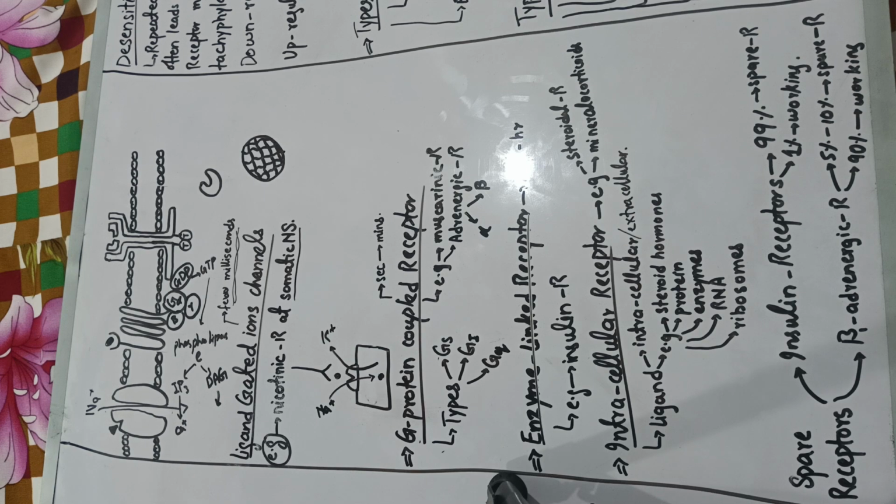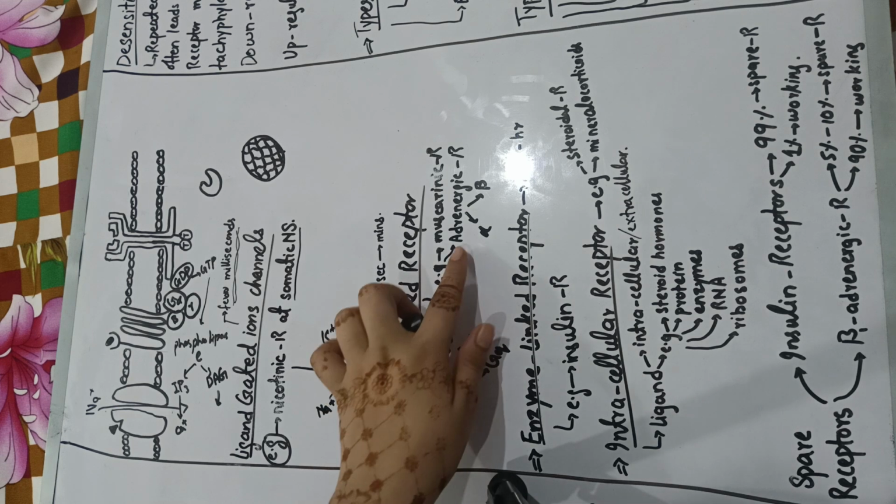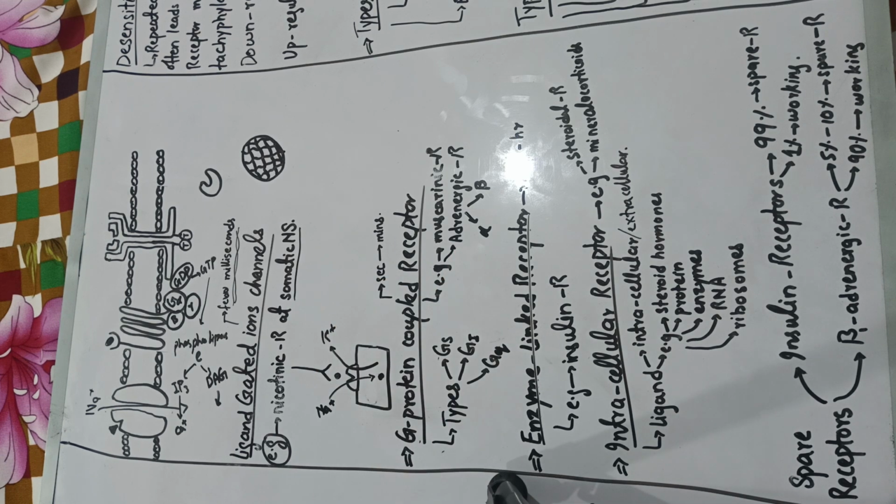Now let's discuss examples of them. First, various kinds of muscarinic receptor. Muscarinic is a type of cholinergic receptor. There are many types of muscarinic receptor, like M1, M2, M3. They are present in your glands, on your muscles, and on your heart. So they are G protein coupled receptors. The next type is the adrenergic receptors. There are two types of adrenergic receptors, alpha and beta. They are also G protein coupled receptors. Alpha has further types, alpha 1 and alpha 2. Beta has three types: beta 1, beta 2, beta 3.